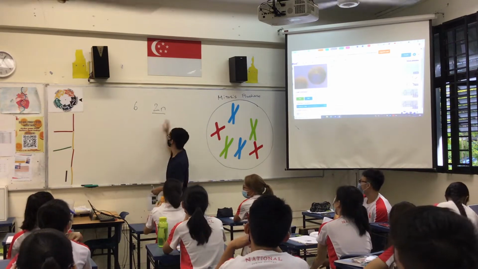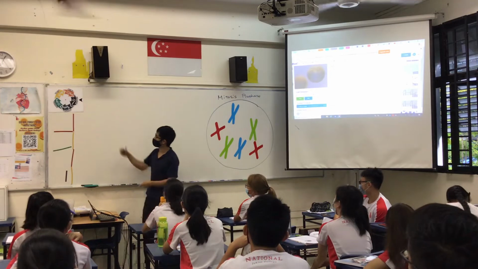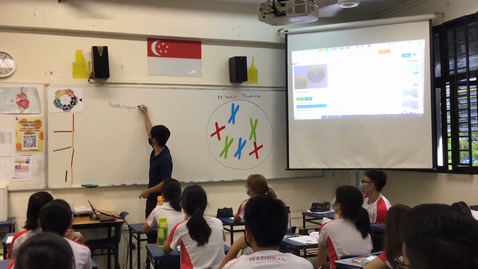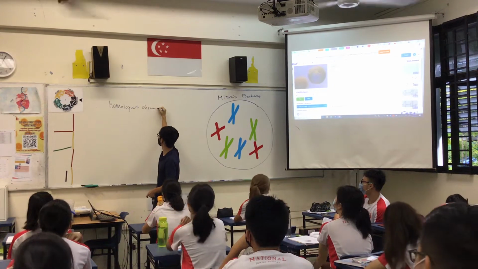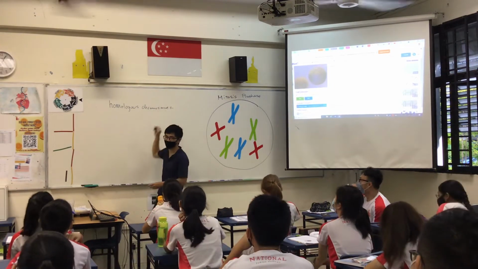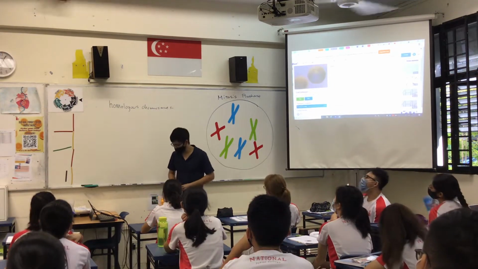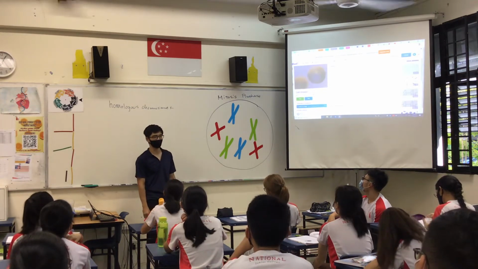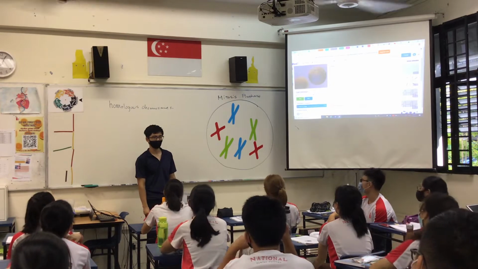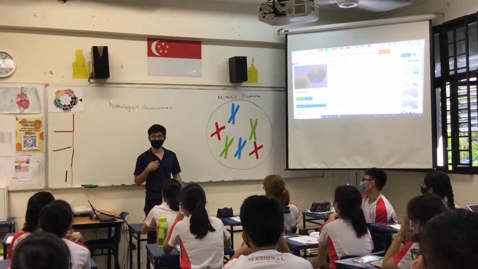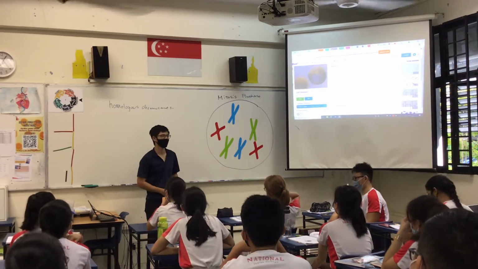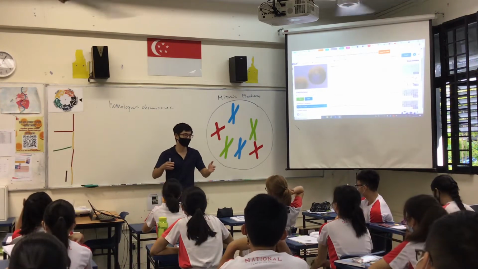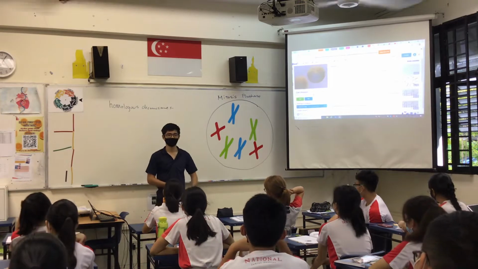So more questions. Let's talk about homologous chromosomes. That's something new that you encountered over the holidays. So, how many pairs of homologous chromosomes do you see here? 3 pairs of homologous chromosomes. Okay. What makes homologous chromosomes homologous to another chromosome?